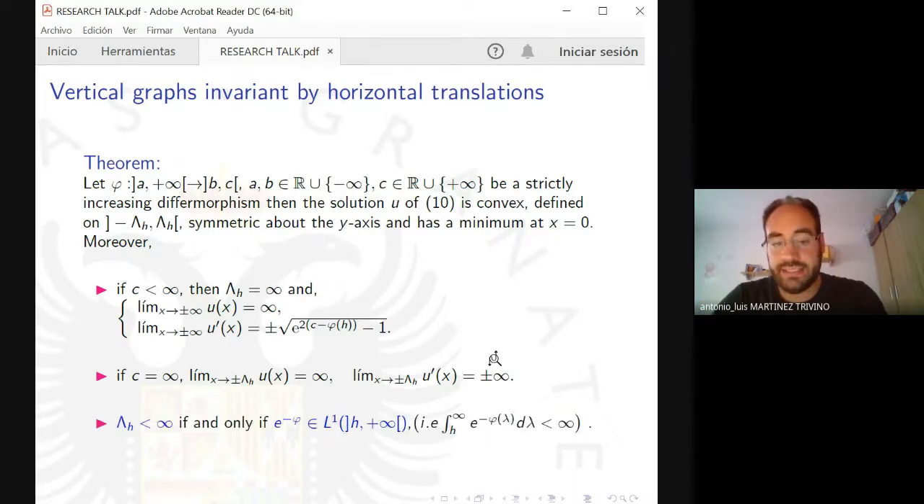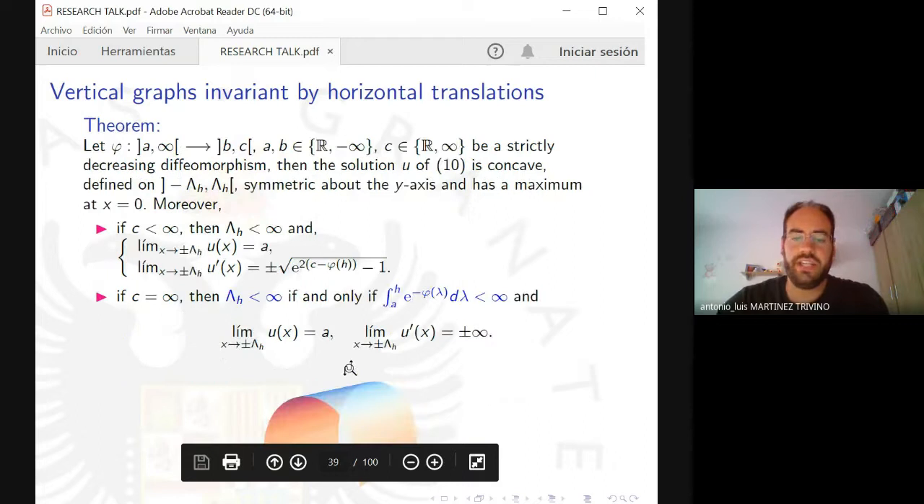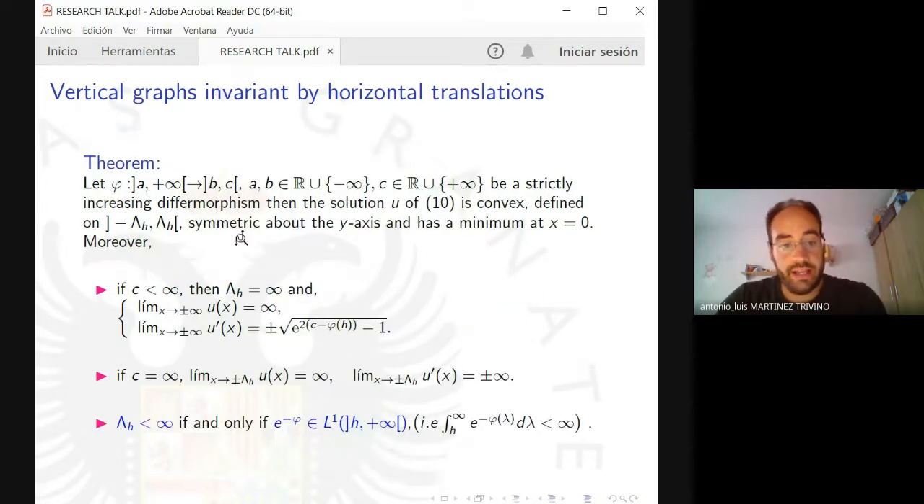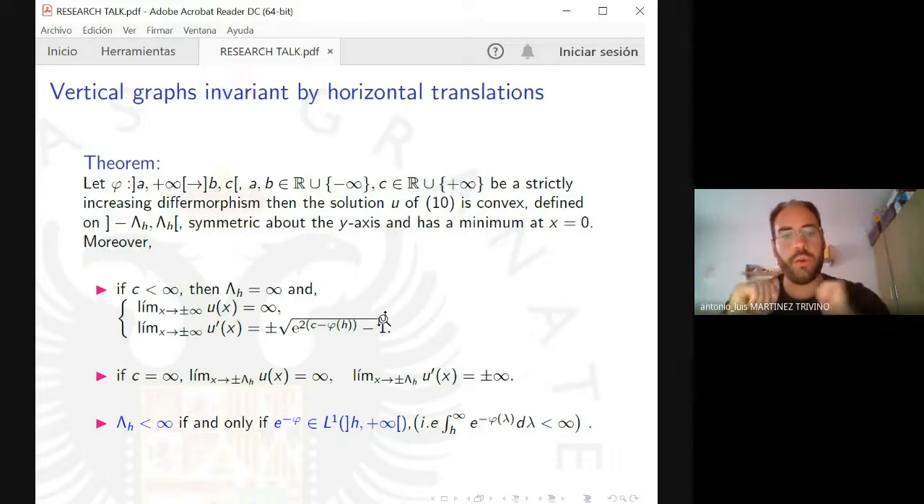Well, in fact, this solution is defined over a bounded interval if and only if this exponential is integrable. Now we consider phi under this condition, for example, and we recover the classical Grim Reaper translating soliton, which is asymptotic to two vertical planes at the points p over 2 and minus p over 2.